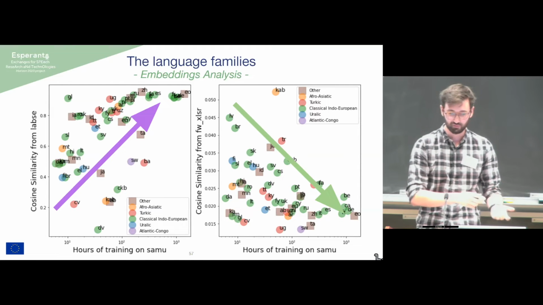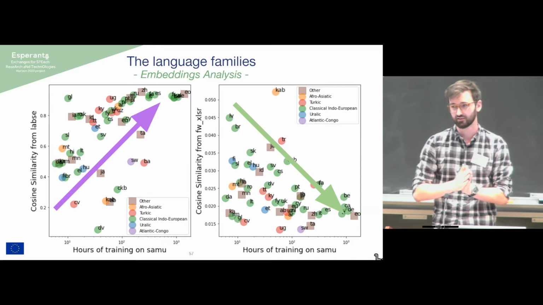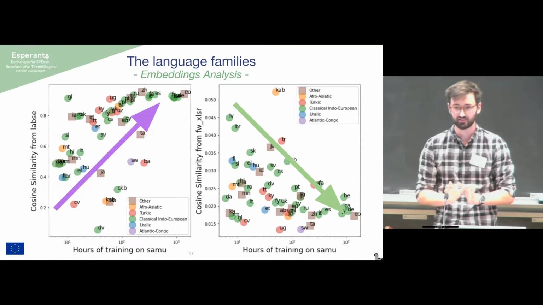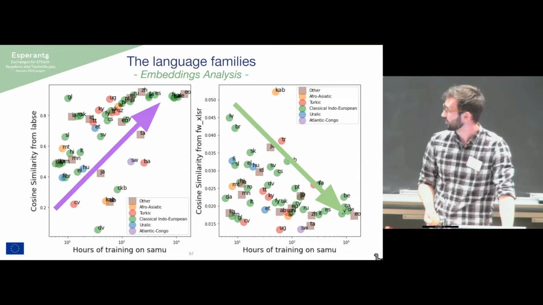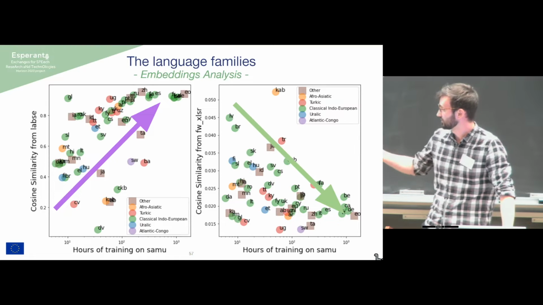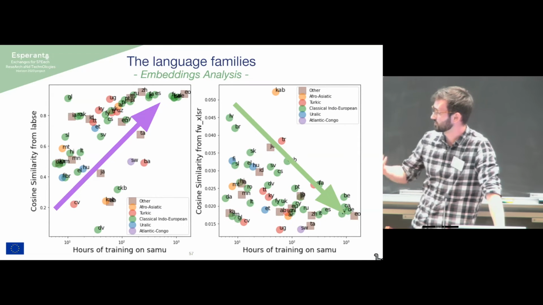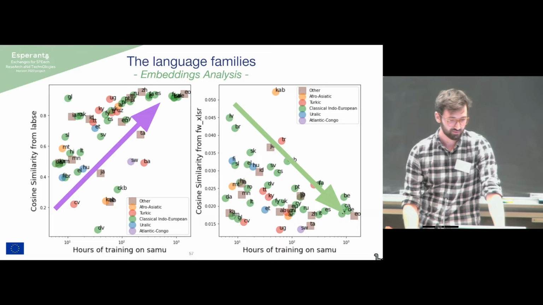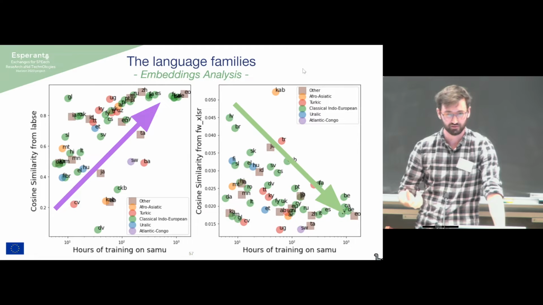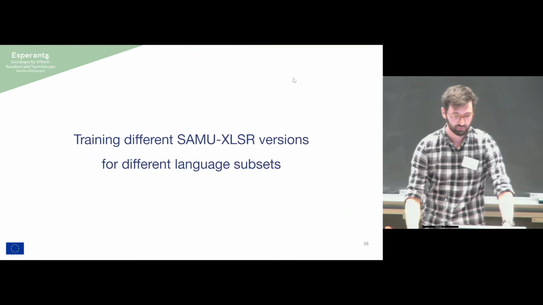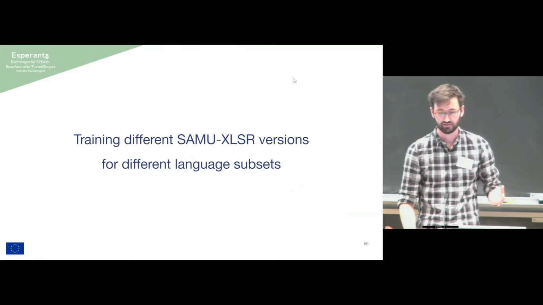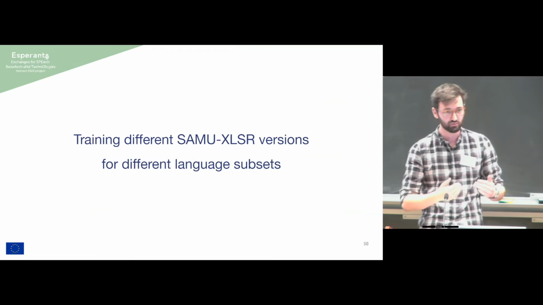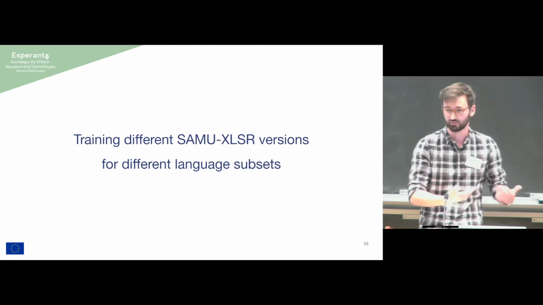And it's the opposite for XLSR: you get embeddings that are less and less similar to XLSR embeddings the more you train the language. It's kind of confusing here because you have a lot of languages, but you can still see the tendency, though there is no family-specific clustering that emerges from those graphs. So we took the decision to make our own specific versions of SAMU-XLSR by family. We trained those different versions on subsets of languages, hoping this would improve the performance for the languages on which they were trained.